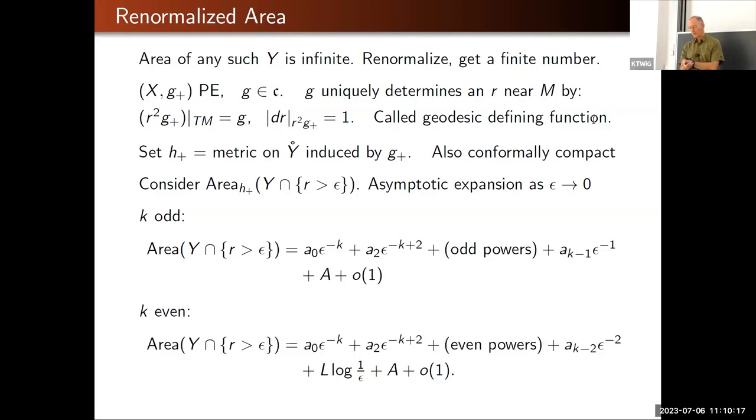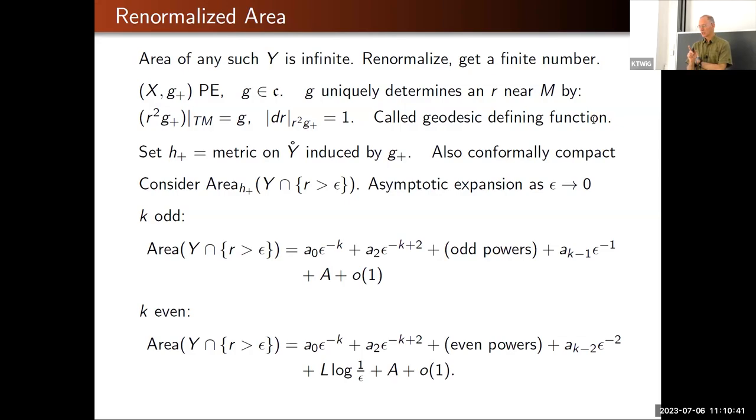When k is even, it's similar, except now it again has a leading term epsilon to the minus k, but now k is even. So when you're shifting by two, you end up at minus two since you're coming in with even powers. And because of this, you end up with a log term that doesn't appear when k is odd, and then a constant term I call a, and then vanishing terms.